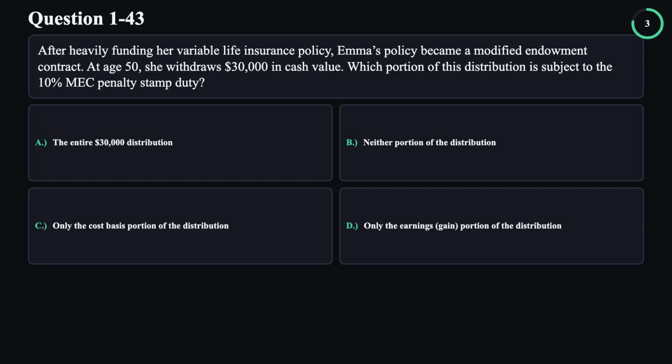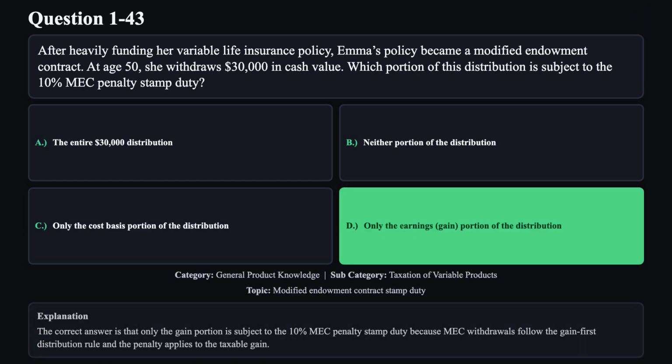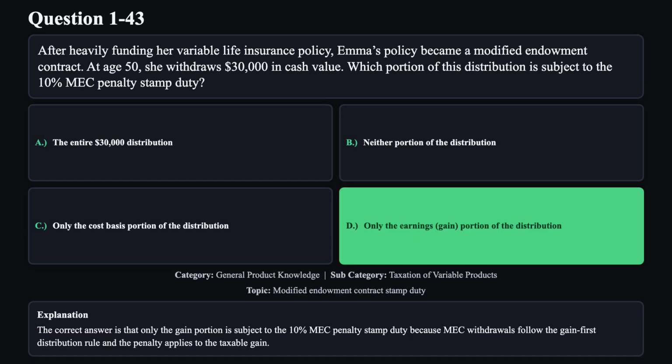The correct answer is D. The correct answer is that only the gain portion is subject to the 10% MEC penalty stamp duty because MEC withdrawals follow the gain first distribution rule, and the penalty applies to the taxable gain.